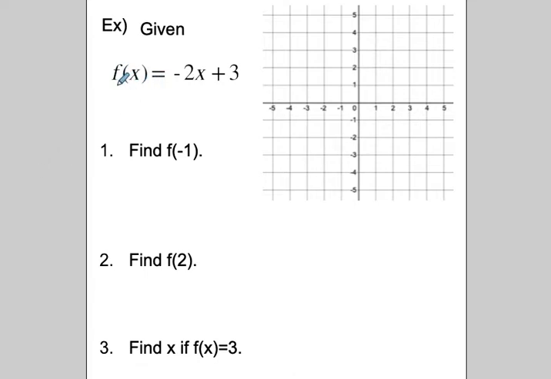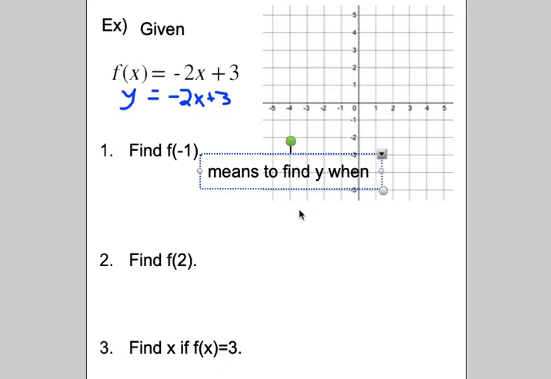So here is a function. We can call this one Fred again if you want. Suppose f of x is negative 2x plus 3. Right off the bat, if you get uncomfortable with that, you can just rewrite that f of x as a y. It's the same thing. So this is y equals negative 2x plus 3. And here's how we use it. Your mission is to find f of negative 1. First of all, we should know that this means to find y when x equals negative 1. That's our goal. What is y?